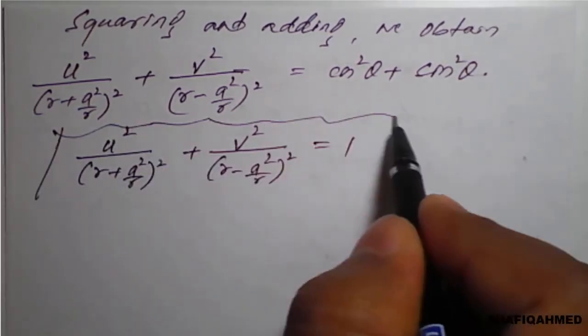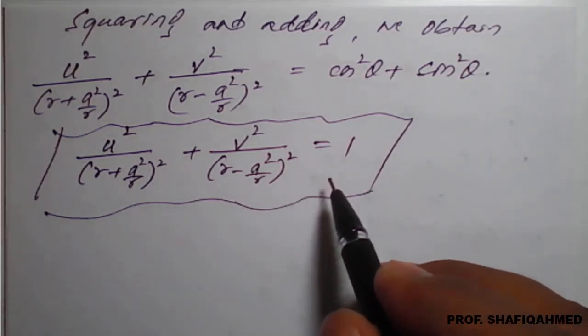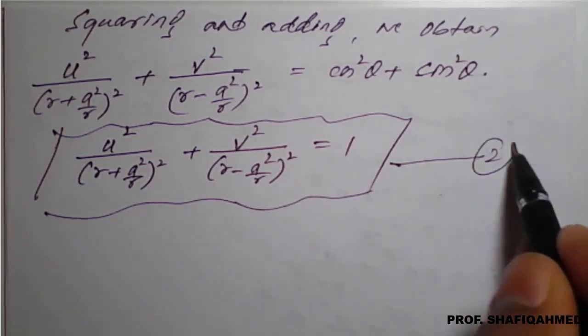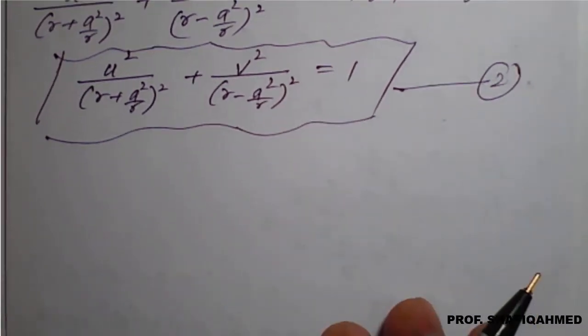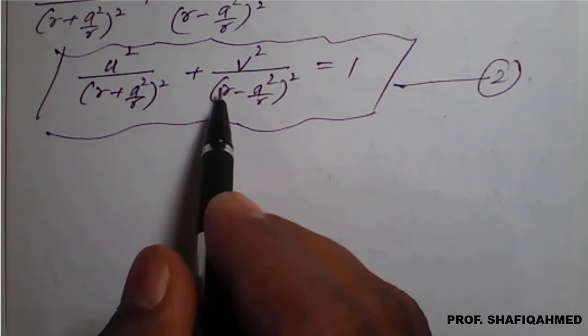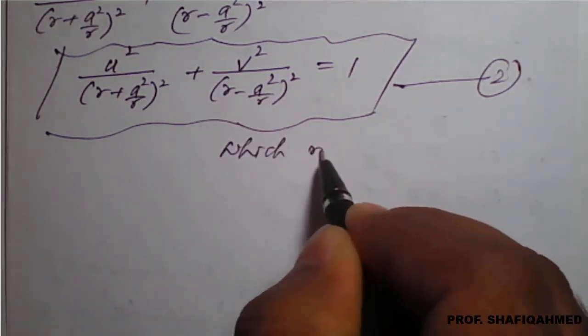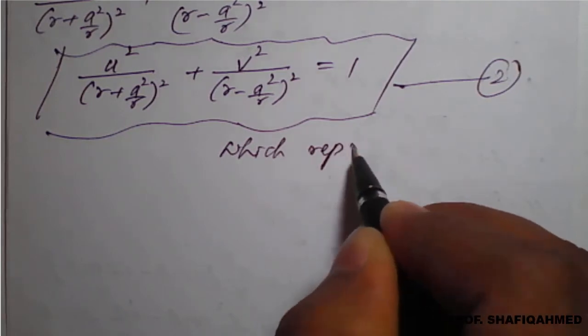So this expression, you can observe here, is free from theta. So I will give equation number 2 for this. Now you can observe here, this expression represents an ellipse.